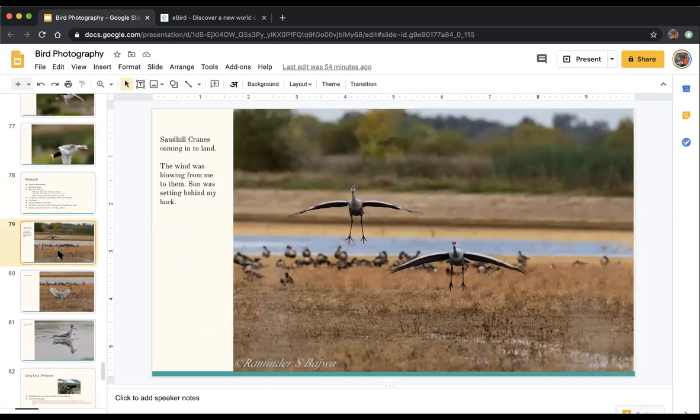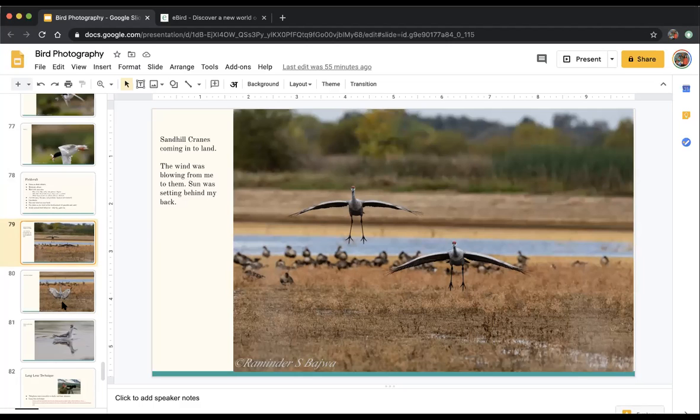So this is an example of wind and sun on your back. I'm facing these birds, and the wind is blowing from me to them. Also the sun is behind me, so the light is on them. So when they're coming into the wind, they're coming directly, which makes for a great shot like this. And also the light is right on them.